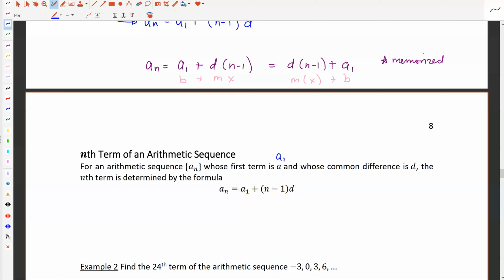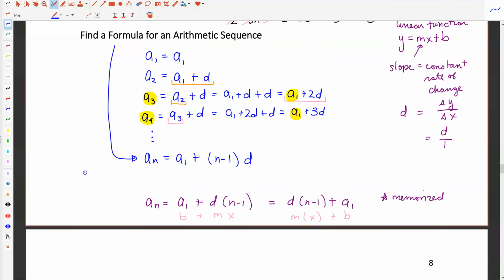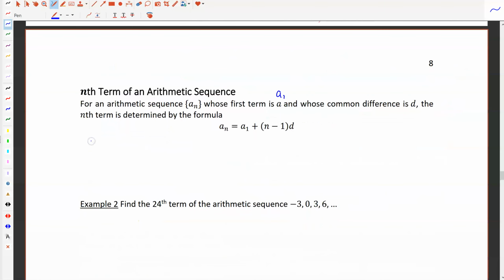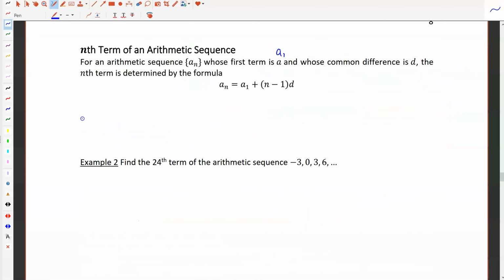And the cool thing about this formula is if you forget it, it's really easy to recover. If you just write out a couple of terms in your sequence like we did up here, you can start seeing that pattern pop out, which can then get you back to that general formula. Let's use this formula on a couple of examples.